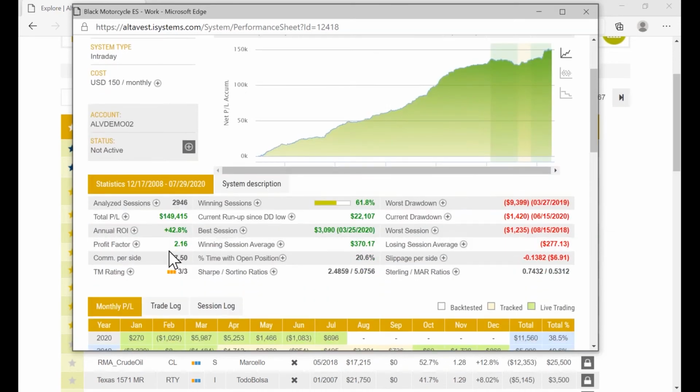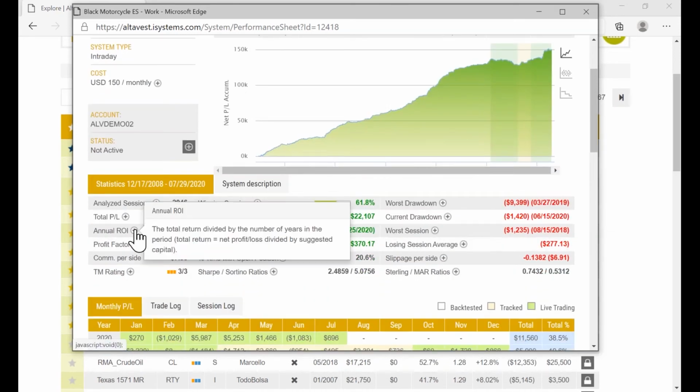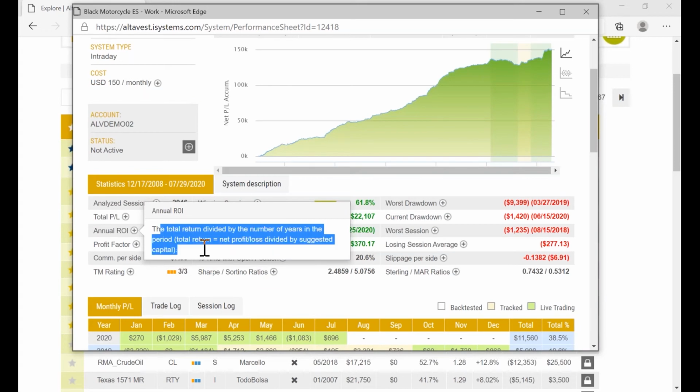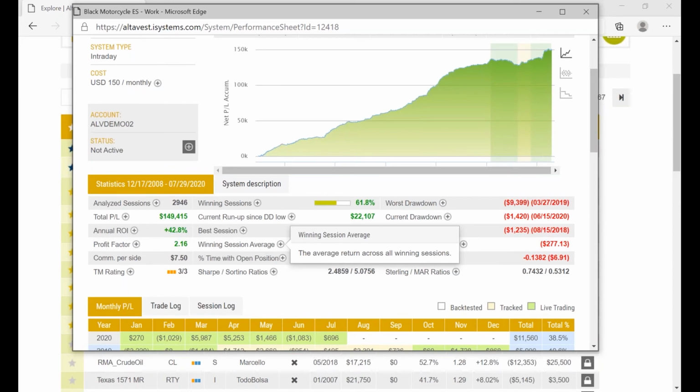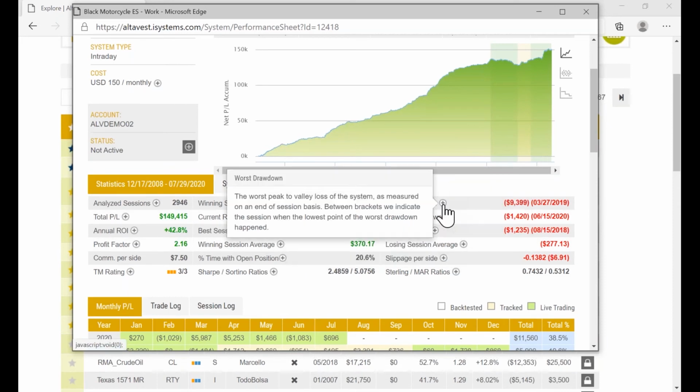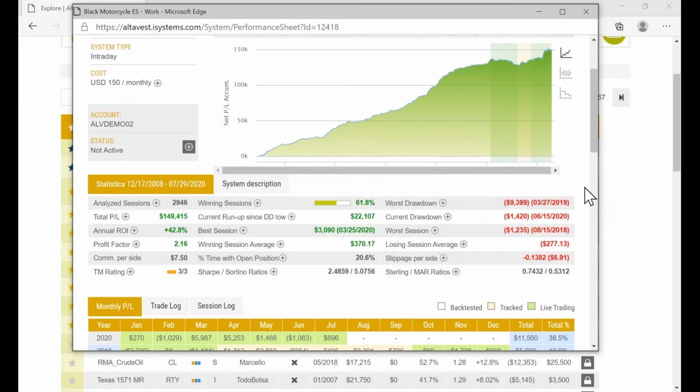And if you wanted to look at all of the icons here and you needed some explanation of what each one means, you just go ahead and click on the little plus icon. And you can see here the percentage of winning sessions, 61.8%. And the best session made over $3,000. The worst session lost $1,200, so on and so forth.